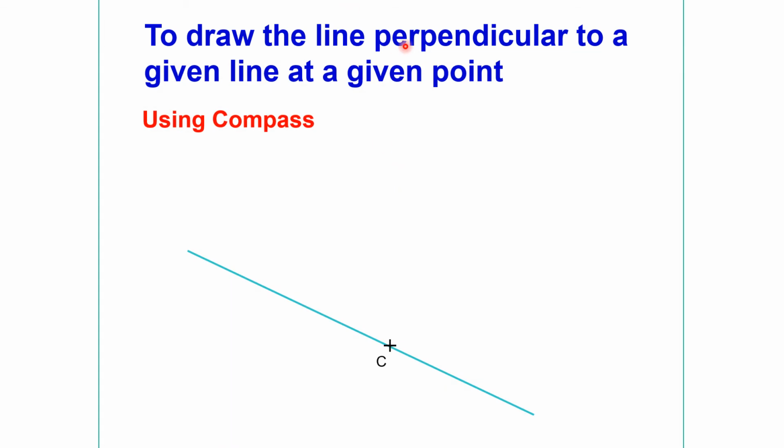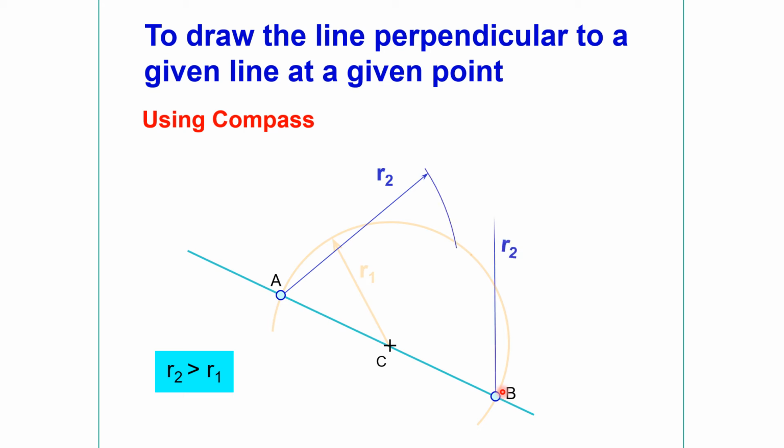Now to draw the line perpendicular at a given point. Okay, now using a compass with radius r, draw a full arc; it touches points A and B. Make the radius greater than r1. Make an arc at A, then at B. Make an arc where these two arcs touch. Draw the line from the C point. This is the perpendicular line at C.